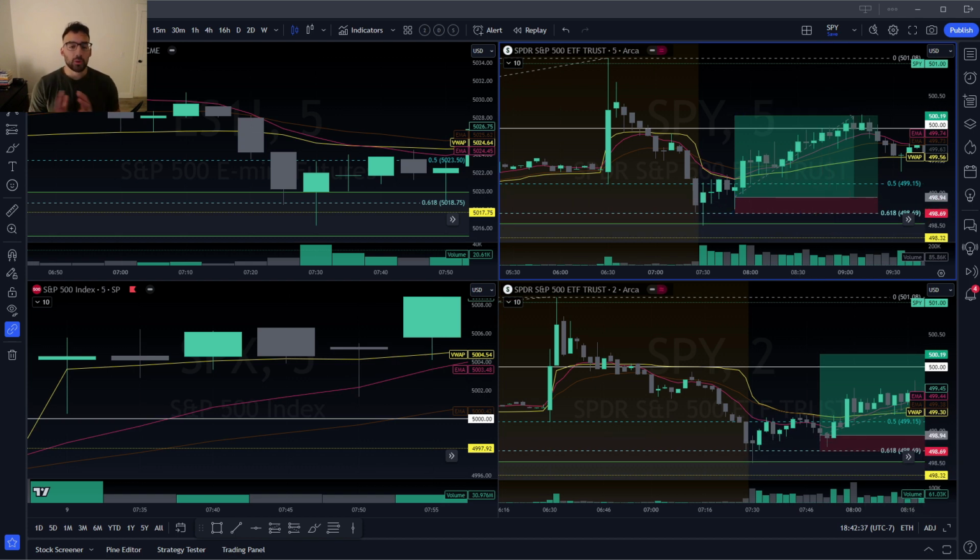Did I know that this was going to move in my direction? No. Did I think it had a high likelihood? Yes. Was it okay if it went against me? Yes, it was. The whole key with trading this way is to create scenarios where your reward is always going to be bigger than your risk.